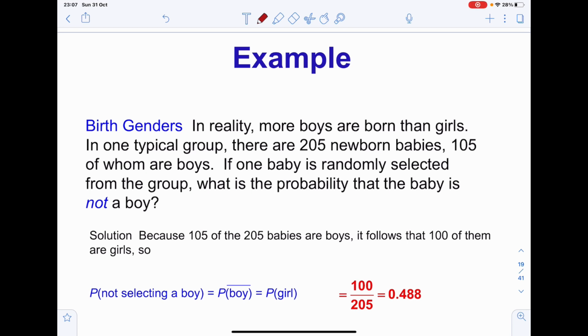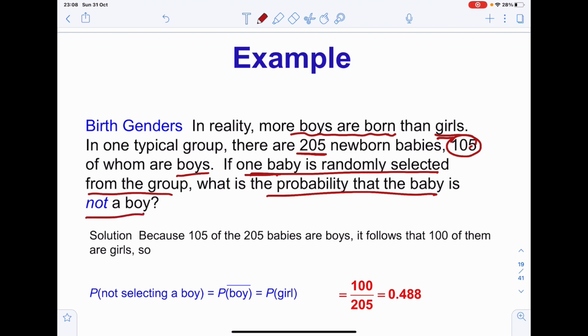Okay, we have here an example about birth genders. In reality, more boys are born than girls in one typical group. So in a certain group, notice that there are more boys, meaning more boys are born than girls. This group consists of 205 babies. Okay, 105 of them are boys and the rest of course will be girls. So if we choose one baby randomly, meaning randomly we chose one baby from this group, what is the probability that this baby is not a boy? What is the probability that the baby I chose is not a boy? So as we said, the probability that it is not a boy means the probability that it is a girl, because we have no other choice: either boy or girl.